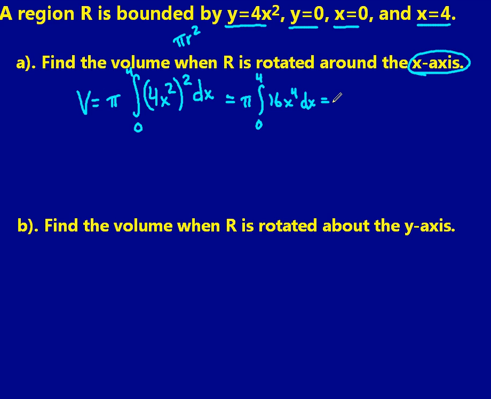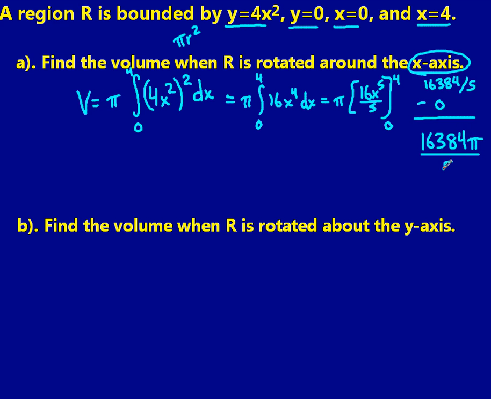And we need to now take that antiderivative, which will be, keep the pi in front, 16x to the 5th power over 5, evaluated from 0 to 4. When I plug 4 in for this, I'll get 4 to the 5th, which is a big number, times 16, which is an even bigger number. It's 16,384 divided by 5 here. When I plug in 0, I get just 0. So I subtract those, my answer ends up being 16,384 pi divided by 5 as my answer there for the volume.